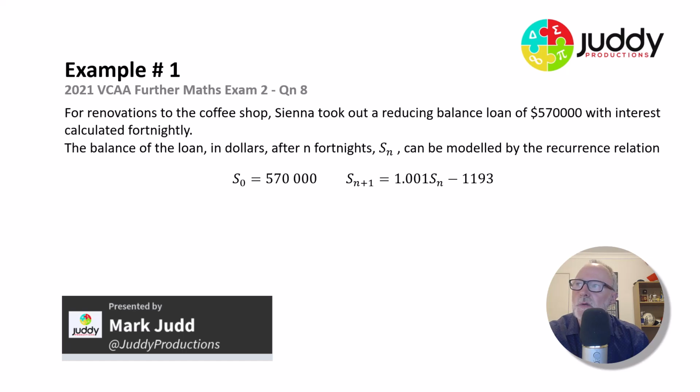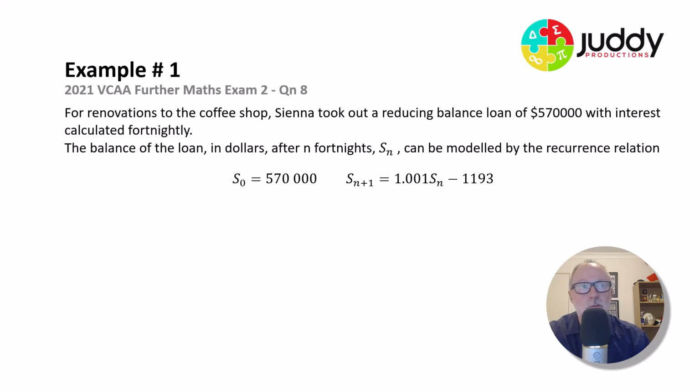The first one's from the 2021 VCAA, as it was known then, the Further Maths exam, Exam 2, that is the short answer, and it's question number 8. So the question is as follows. For renovations to the coffee shop, Sienna took out a reducing balance loan of $570,000 with interest calculated fortnightly.